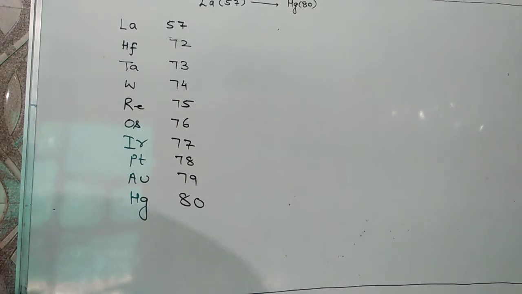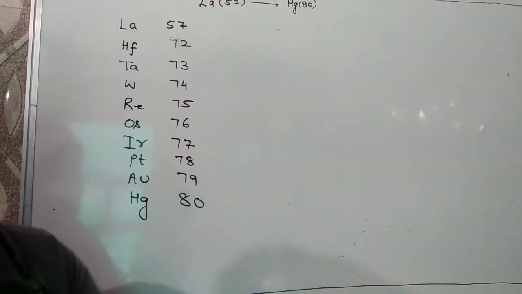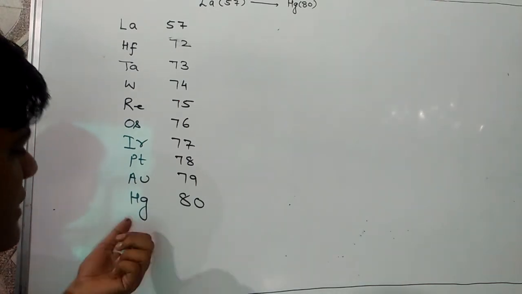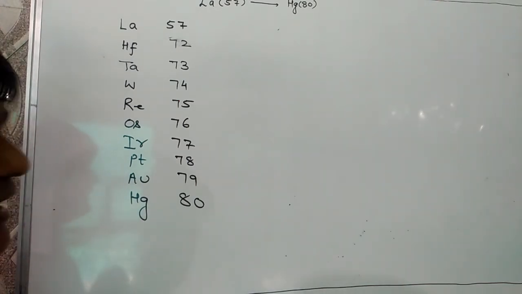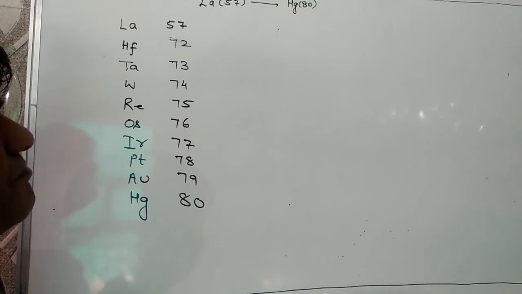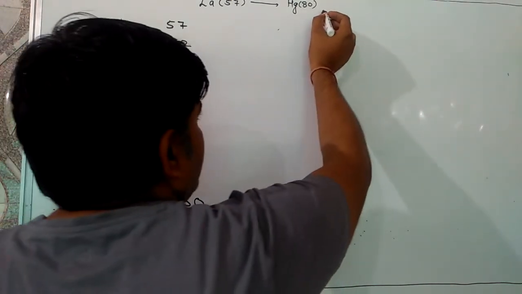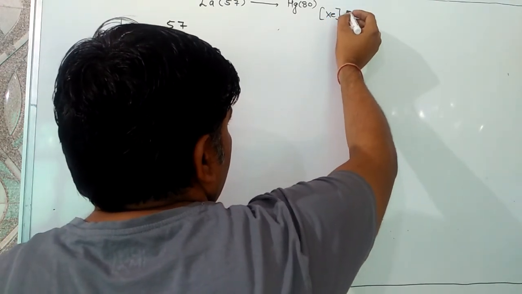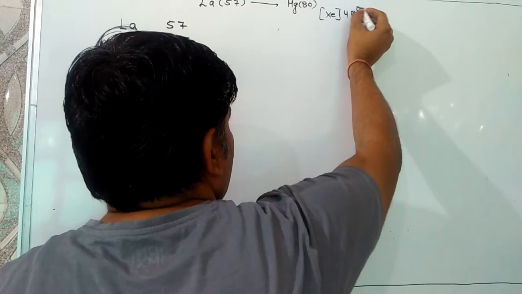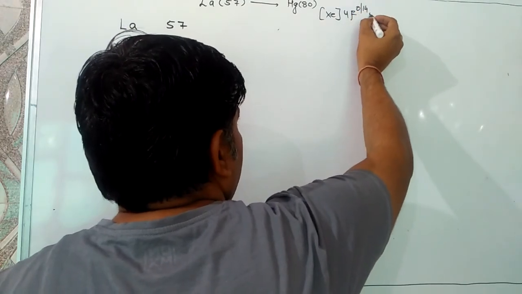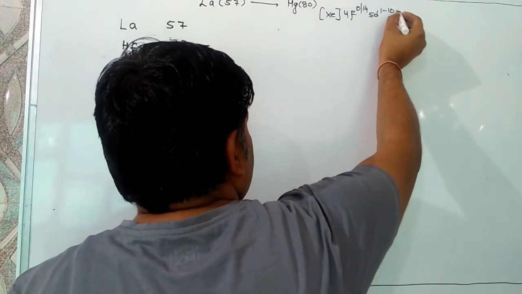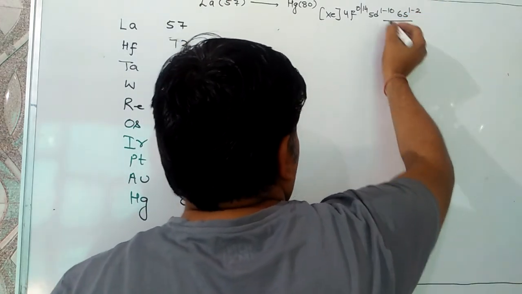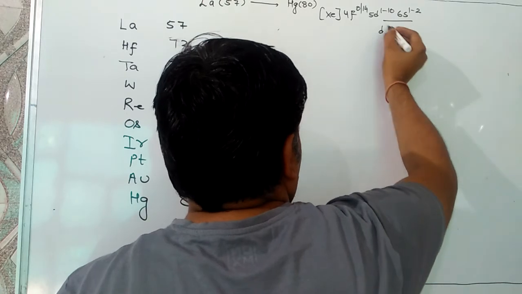Keep it in mind, this series starts with lanthanum. Then there is a gap of 14 elements, known as the lanthanoid series. The next element is hafnium, 72, and it finishes with mercury, atomic number 80. Their general outer shell configuration is xenon 4f0 to 14, 5d 1 to 10, 6s 1 to 2. Here d shouldn't have 8 electrons.